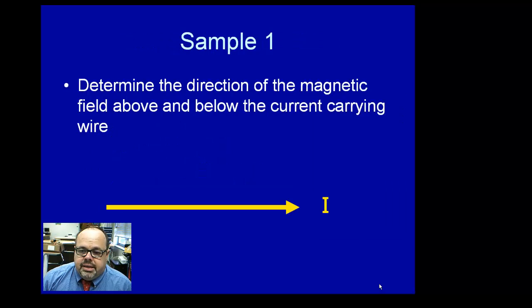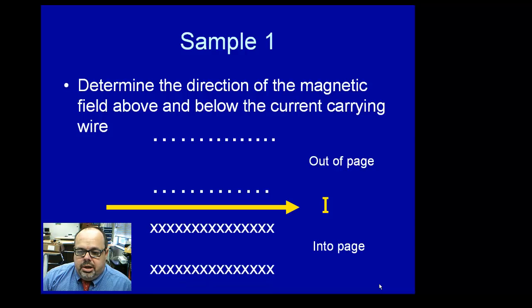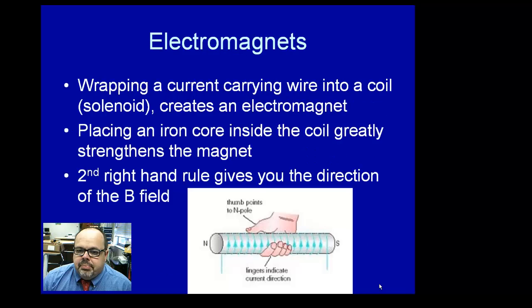So let's look at this sample. Determine the direction of the magnetic field above and below the current carrying wire. Turn your hand so your thumb is pointing directly towards the positive I, and if you grasp around the wire, you would realize that at the top it would be coming out of the page, and below it it would be going into the page. Your fingers would be wrapping around like this. So out of the page on the top and into the page on the bottom.